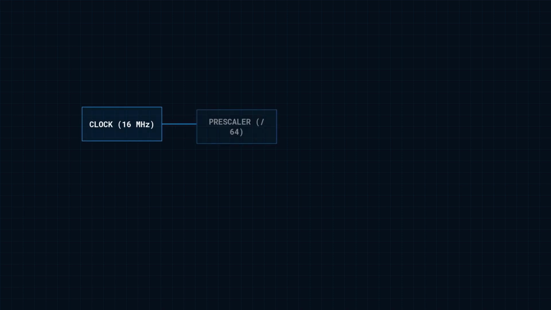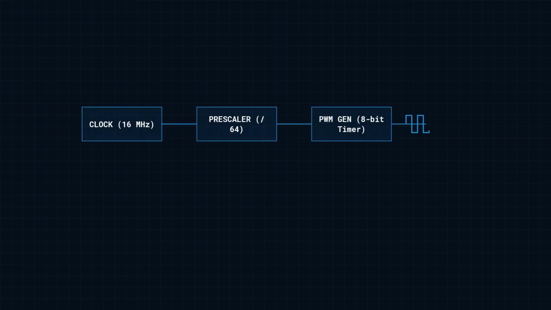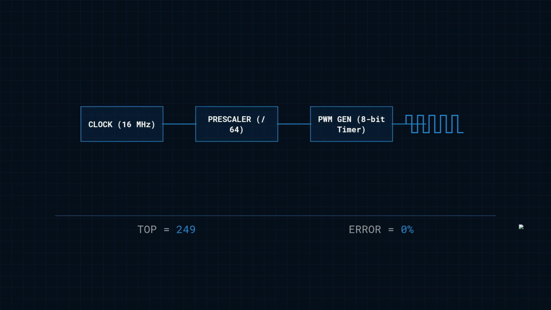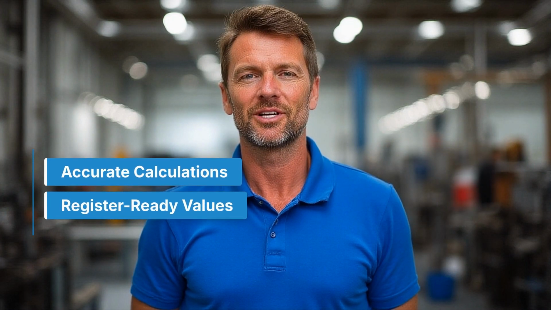The calculator determines the timer configuration values you need to program into your microcontroller registers to achieve your target frequency, taking into account the prescaler division and timer resolution limits. This tool saves you from manual calculations when configuring timers.